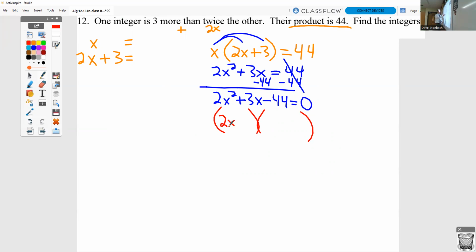Now be careful when you do reverse FOIL, because there's a 2 there. Whatever number you put here, all right, you have to multiply by 2 before you add it to the middle. So this is actually positive 11 and negative 4. 2 times negative 4 is negative 8. Plus 11 gives us our positive 3. Draw our line down the middle. And again, you could have used the quadratic formula if you wanted to. Draw our line down the middle and set your things equal to 0 and solve.